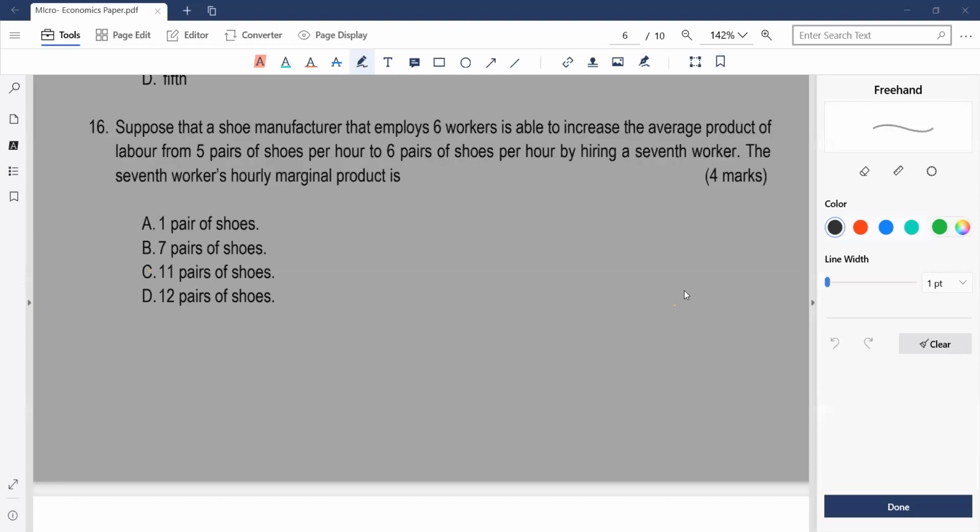It says, suppose that a shoe manufacturer that employs six workers is able to increase the average product of labor from 5 pairs of shoes per hour to 6 pairs of shoes per hour by hiring the 7th worker. The 7th worker's hourly marginal product is, I think it's 1. Okay. I disagree. All right. Thanks, Mary, for trying.